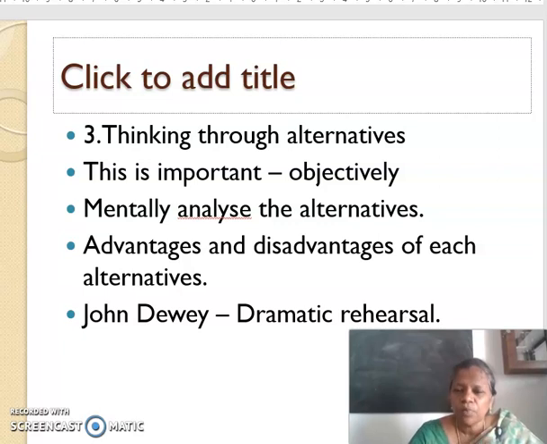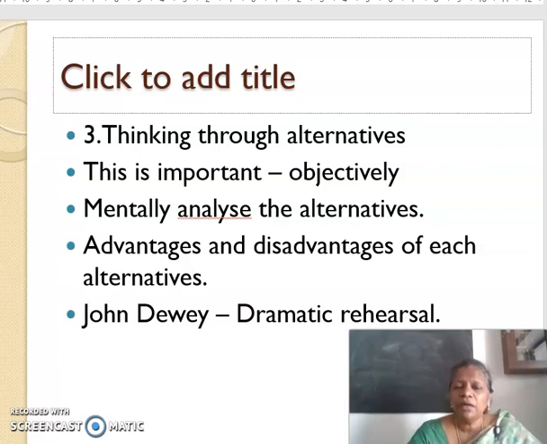You have to analyze objectively, and mentally you are analyzing the alternatives. Each and every alternative you are going to analyze. For each and every alternative, there are advantages and disadvantages that you are going to analyze.